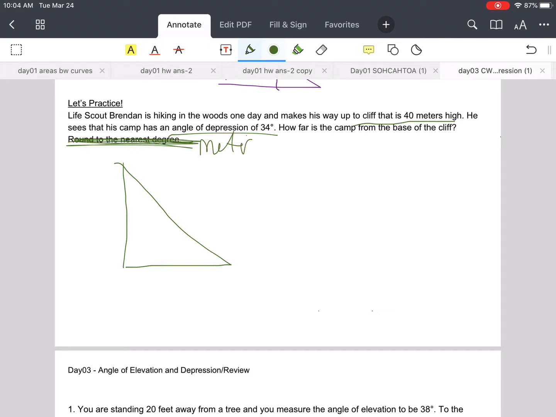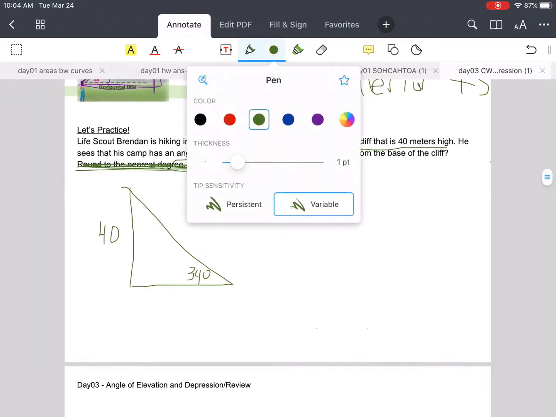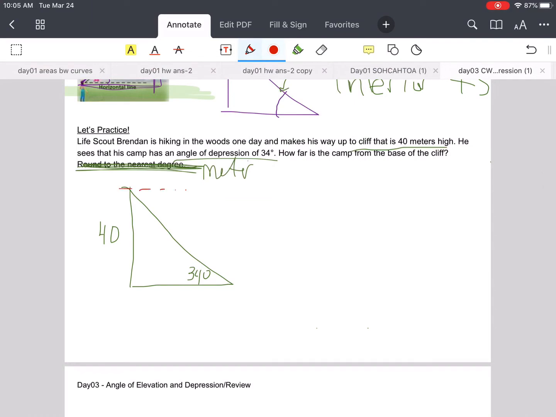Okay, so now a lot of this is about the vocabulary words. So when they say 40 meters high, that goes here. And the angle of depression is 34. Now, why am I putting that there? Isn't that the angle of elevation? It is, but as I know, the angle of depression, that would be here, is 34. That's the true angle of depression, but I know because of alternate interior angles, those two have to be the same. Okay, just gonna finish writing this down. This was meters.